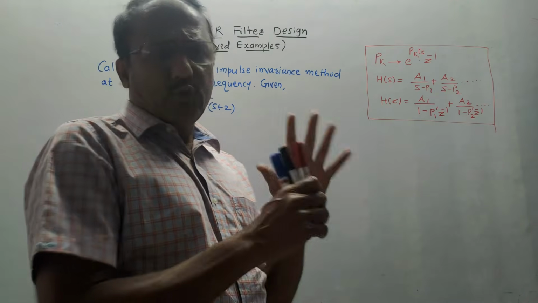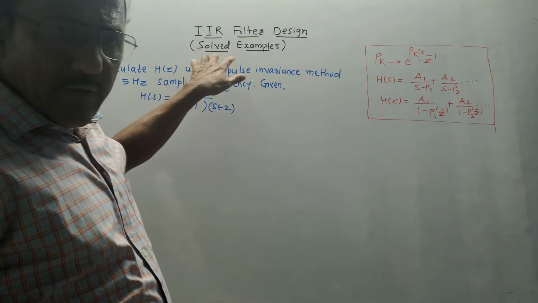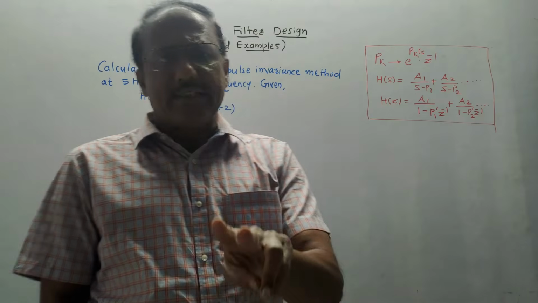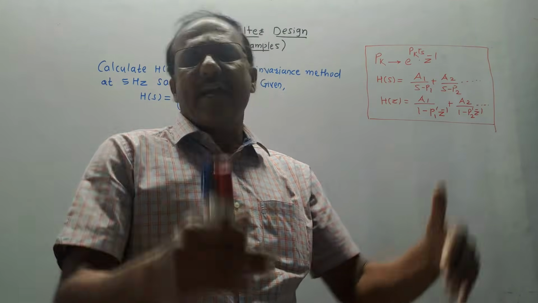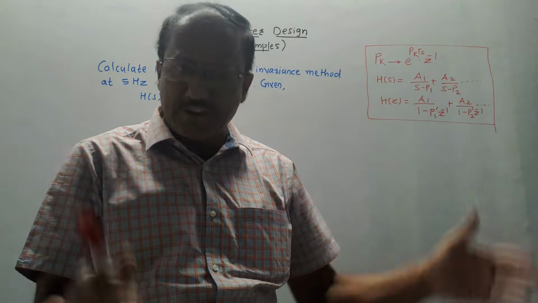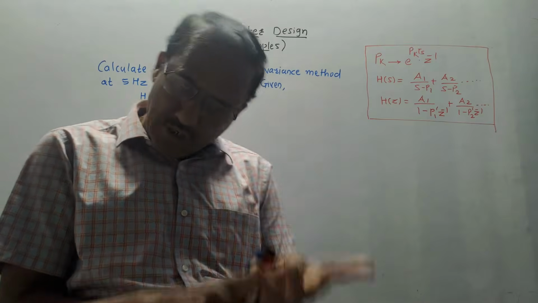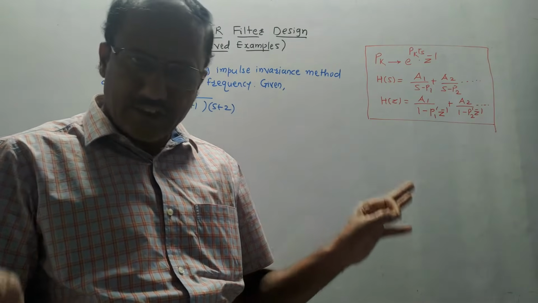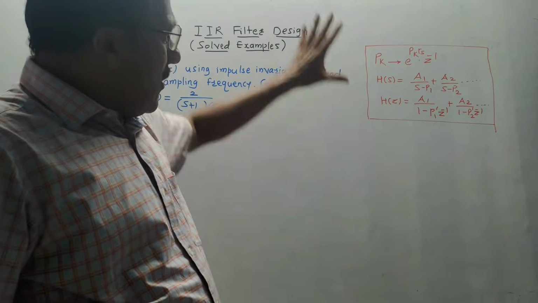Dear students, today's topic is IIR filter design. We will be discussing solved examples related to this topic. There are two methods as far as IIR filters are concerned. Before that, IIR stands for infinite impulse response. So two methods are used for designing of IIR filters. First, impulse invariance method, and second, bilinear transformation method, abbreviated as BLT.